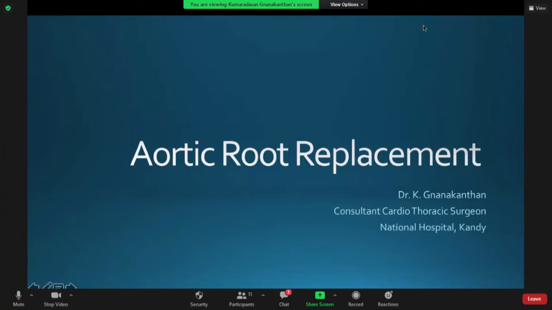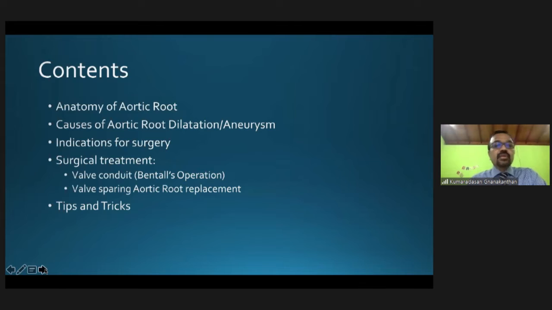My talk is going to be on aortic root replacement. I will follow the following subtitles in my talk. First of all, I will elaborate some anatomy of the aortic root, and then the causes of aortic root dilatation, the aneurysm, and indications for surgery.